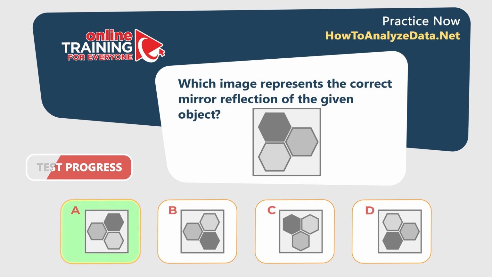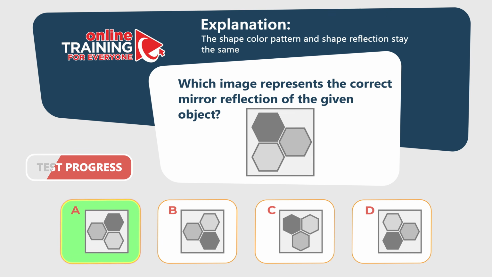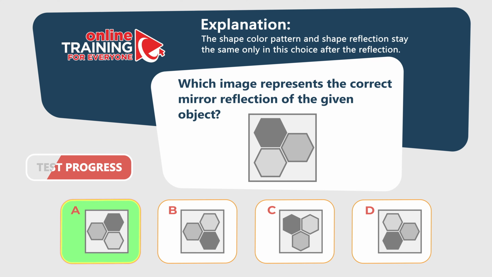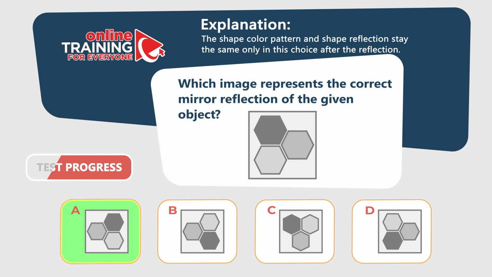The correct answer is choice A, and here's why. The shape color pattern and shape reflection stay the same only in this choice after the reflection.